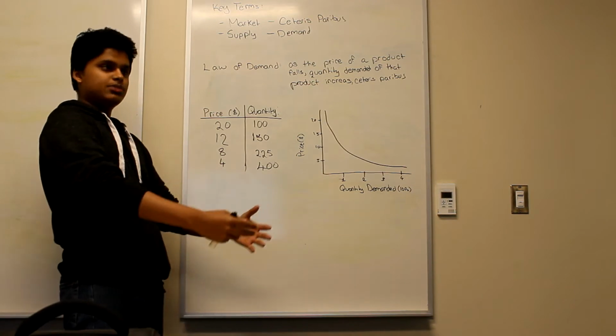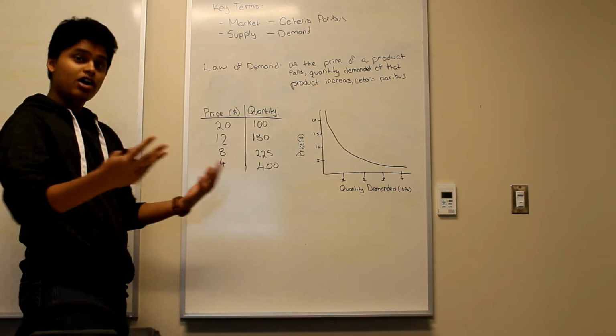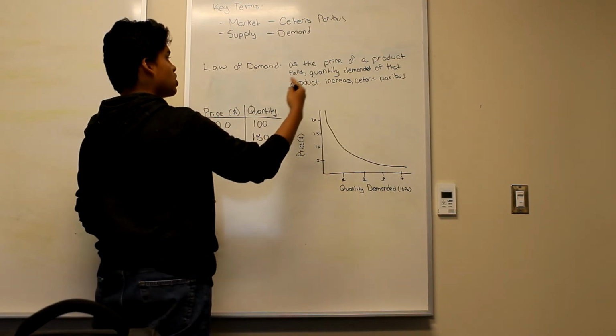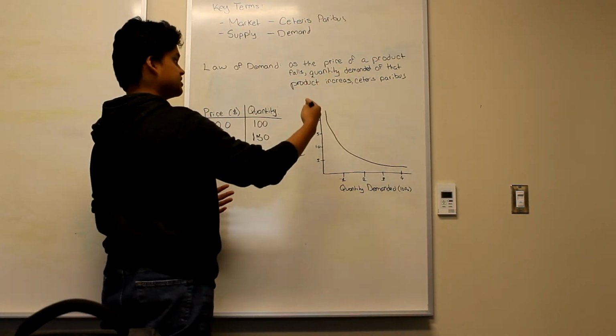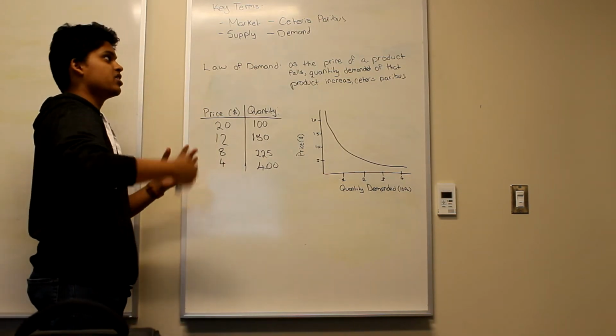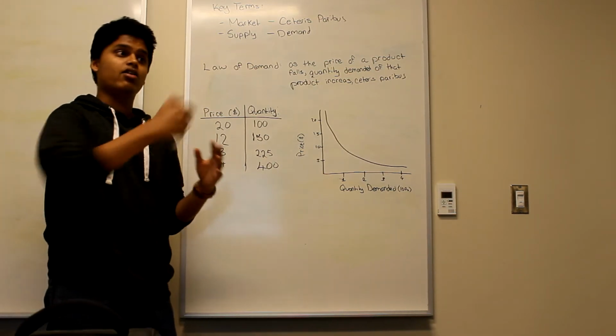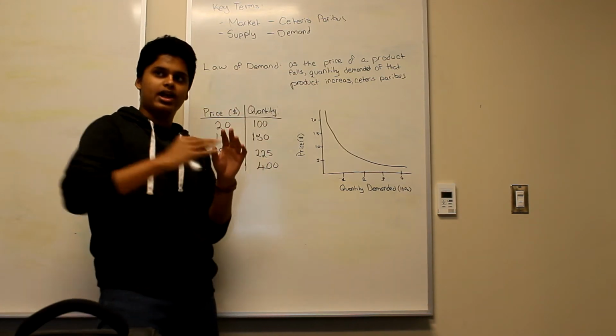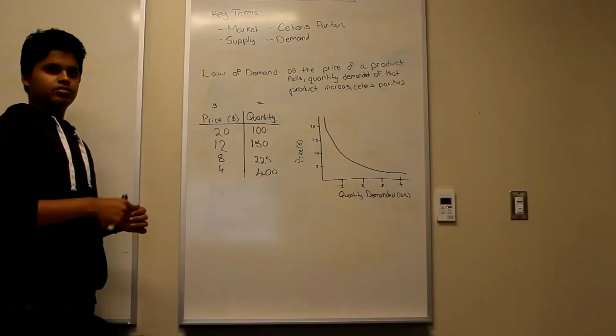Now, we get into the concept of demand. The law of demand states that as the price of a product falls, the quantity demanded of that product increases, ceteris paribus. And that means that as the price falls, the quantity demanded of that product increases. We're going to look at how other products affect this.